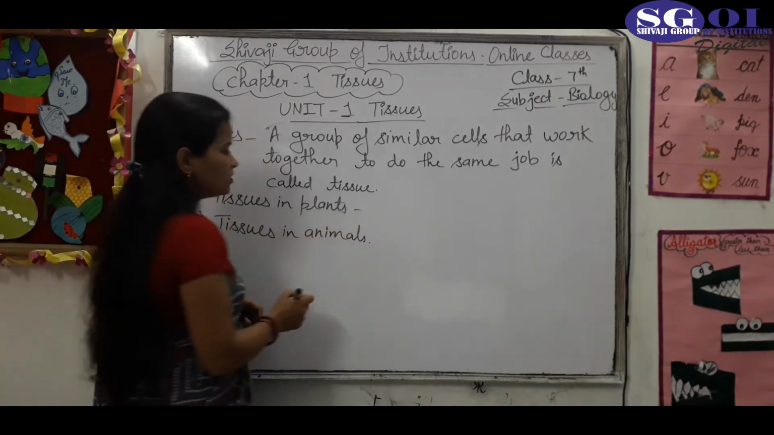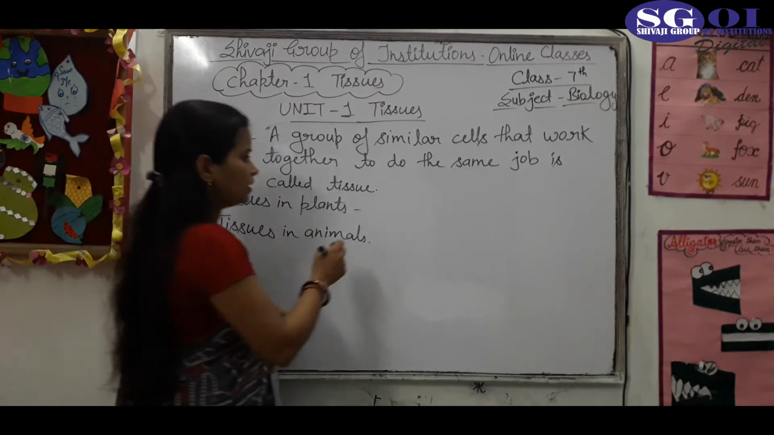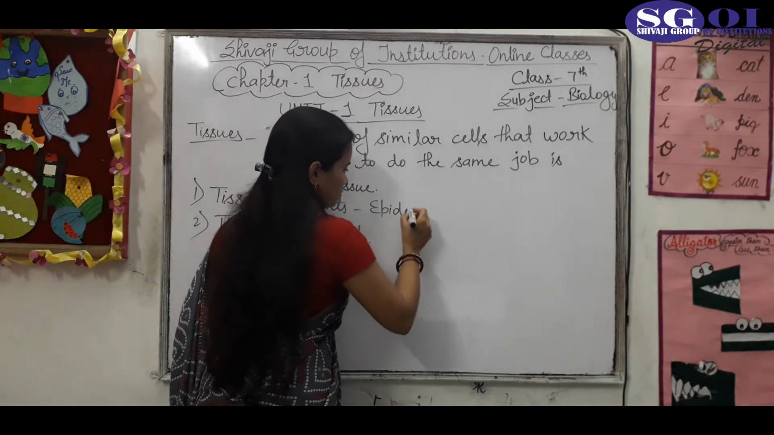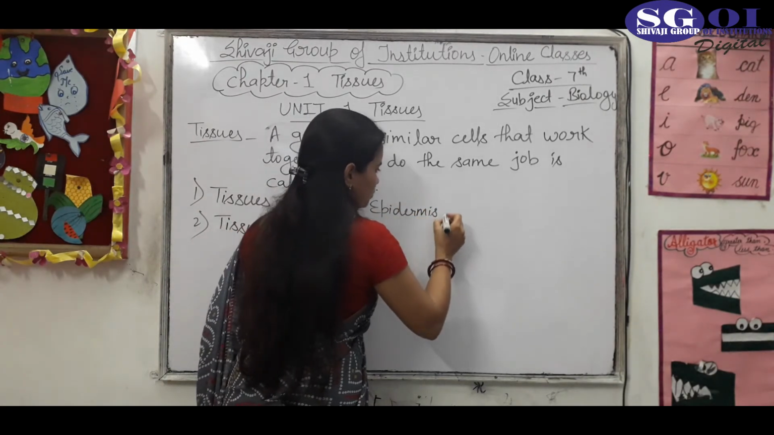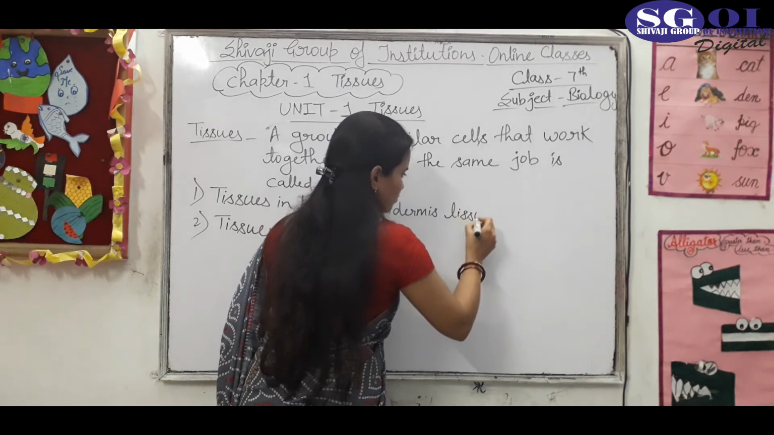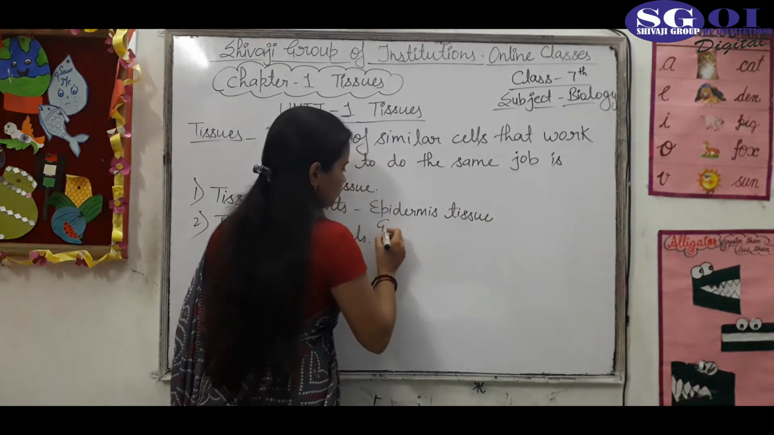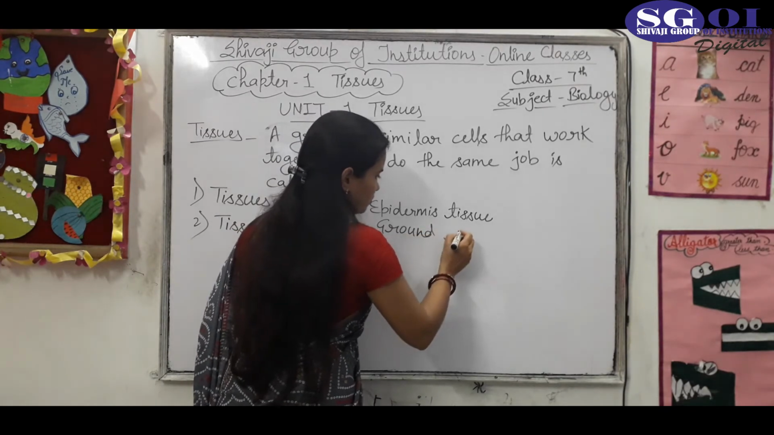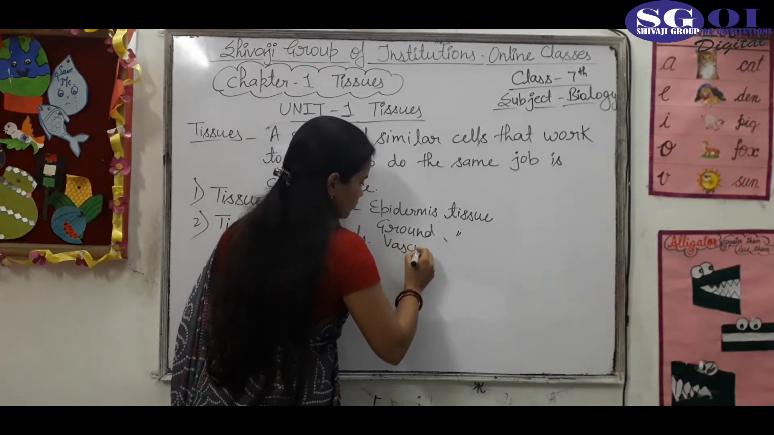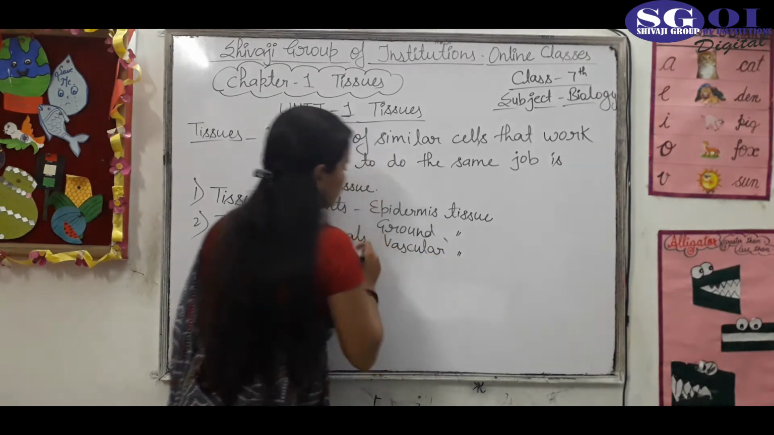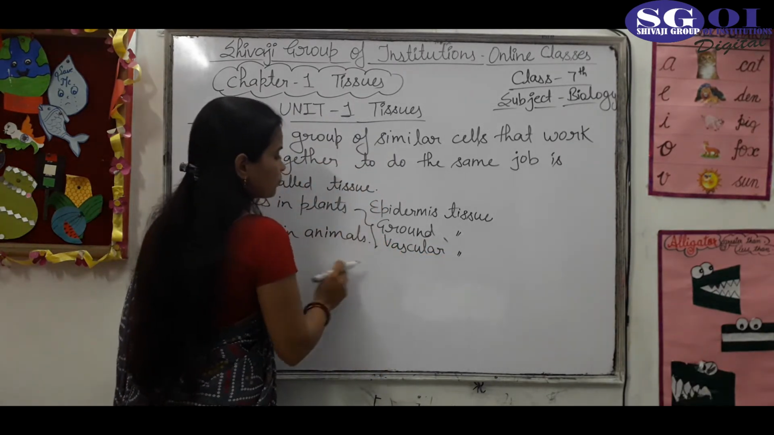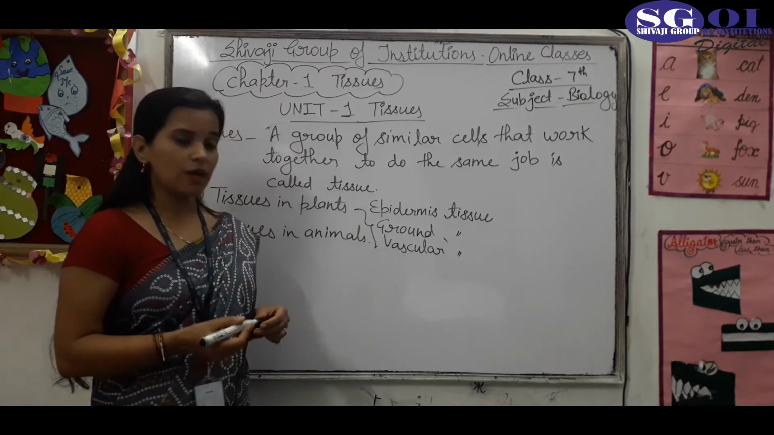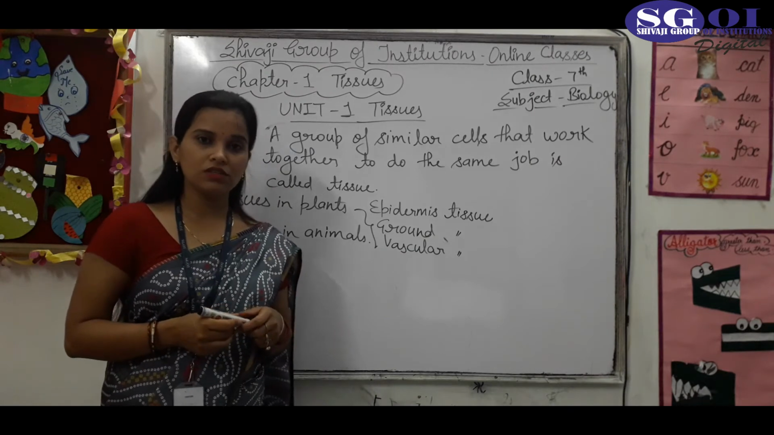Students, tissues in plants are also of various kinds: epidermis tissue, ground tissue and vascular tissue. There are three kinds of tissues in plants. These different kinds of tissues perform different types of functions, or they are different in structure.